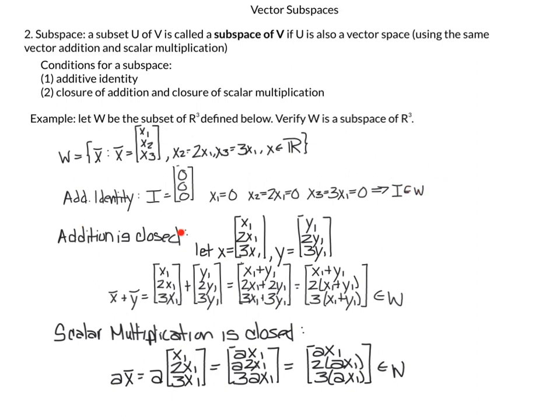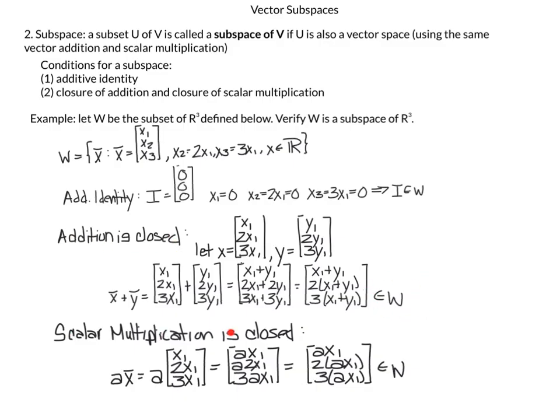We can show addition is closed. Say we have a vector x equal to (x1, 2x1, 3x1) and a vector y equal to (y1, 2y1, 3y1). When we add them together, we add component by component, so we get x1 plus y1, 2x1 plus 2y1, 3x1 plus 3y1. We can factor out the 2 and get 2 times (x1 plus y1), and factoring out the 3, we get 3 times (x1 plus y1). You see the second coordinate is twice the first, and the third coordinate is 3 times the first. So this sum of two vectors is still in W, so addition is closed.